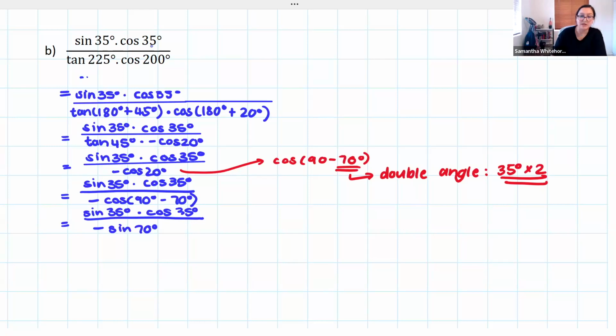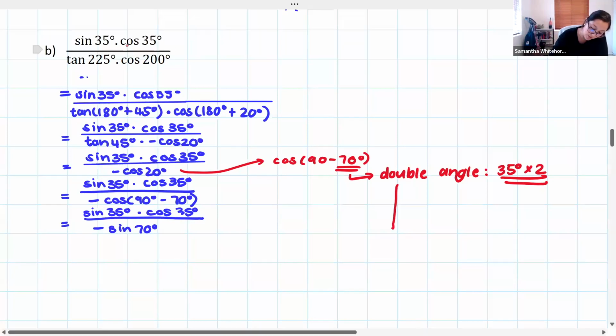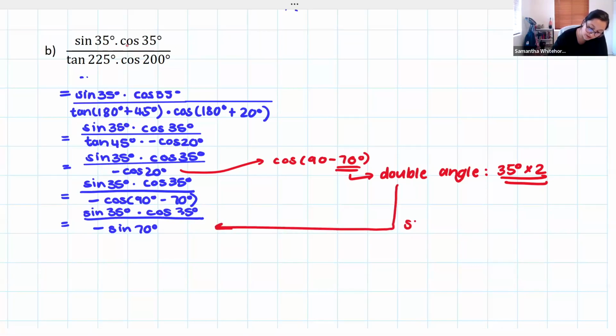And this is now where the double angle comes in. Because we've got the 70, we can apply our double angle formula to sine. And remember I said right at the start that sine 35 cos 35 kind of looks like a double angle, it's just missing the coefficient of 2. We can see that now.